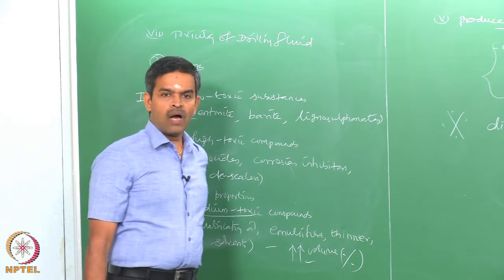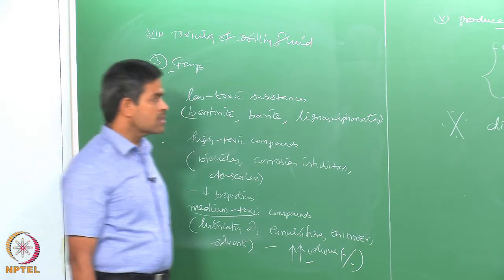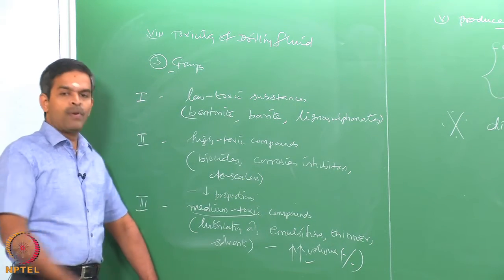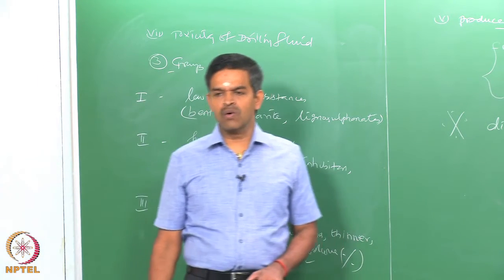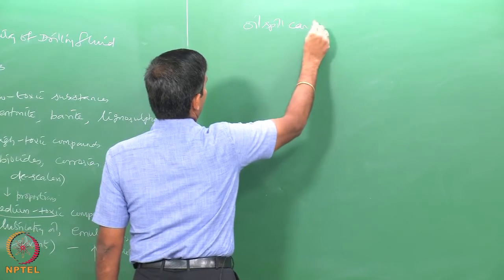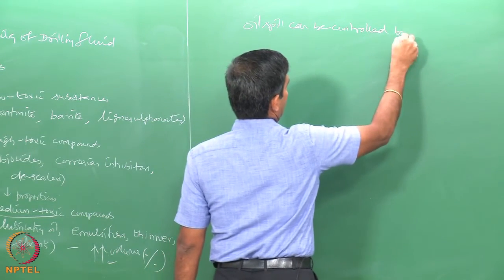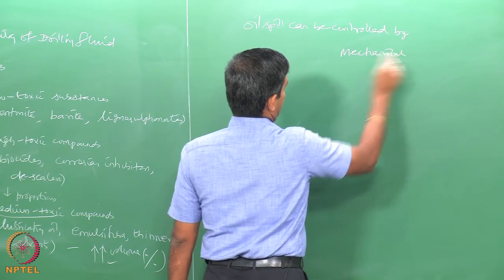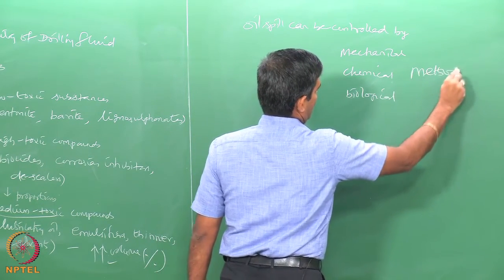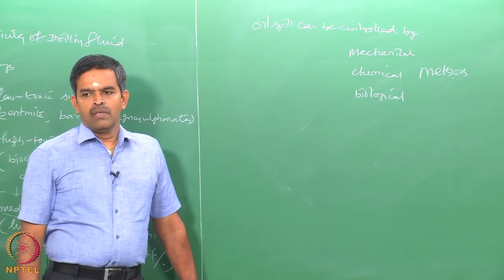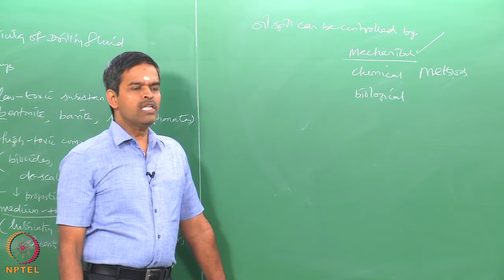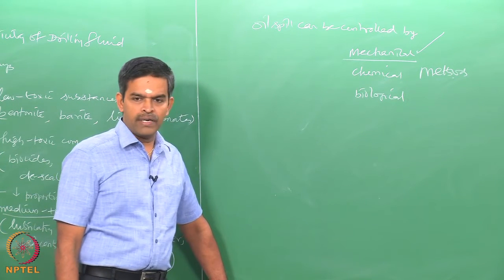Now, the question comes back: how can an oil spill which includes heavy metals, suspended particles, organic acids, and low, medium and high toxic compounds be controlled? Oil spill can be controlled by three methods: mechanical, chemical and biological. Usually mechanical methods are more successful, they are most preferred. The reason being, oil spill takes a longer time for getting biodegraded and spread.